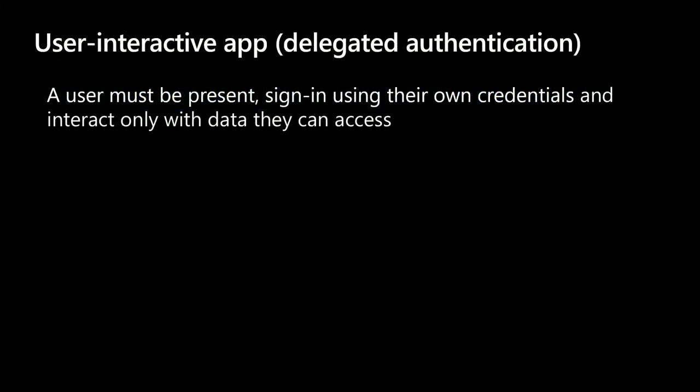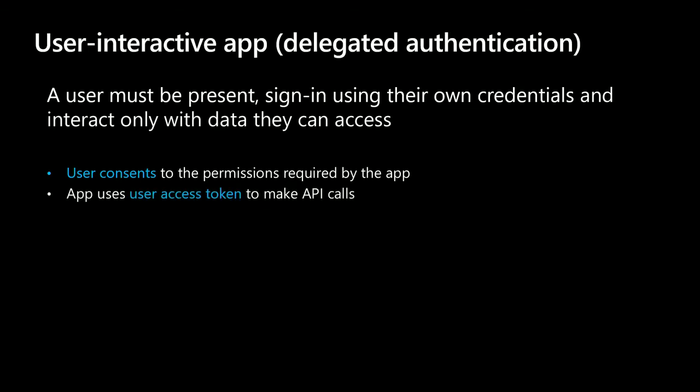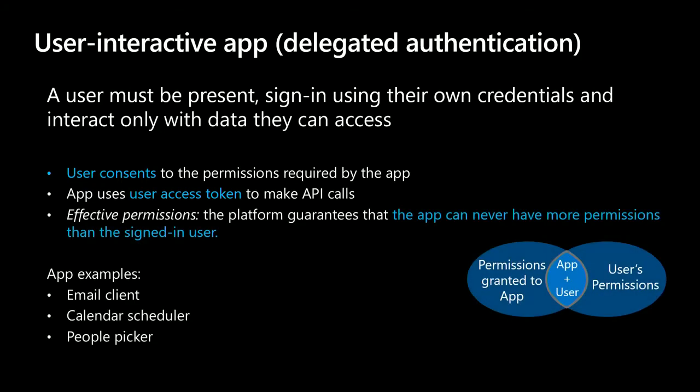So a quick overview of what we call the user interactive scenario, or sometimes we refer to it as delegated auth. A user must be present. It's typically the user or admin that consents to the permissions that the app requires. Once that happens, the app is able to obtain tokens on behalf of the user and use them for API calls. The key point here is that the effective permissions that the app has for a particular call are the intersection of what the user is allowed to do and what the application is requesting.